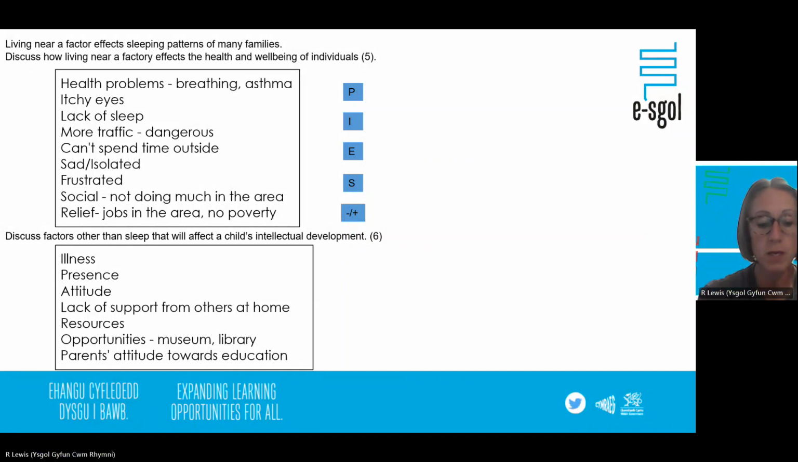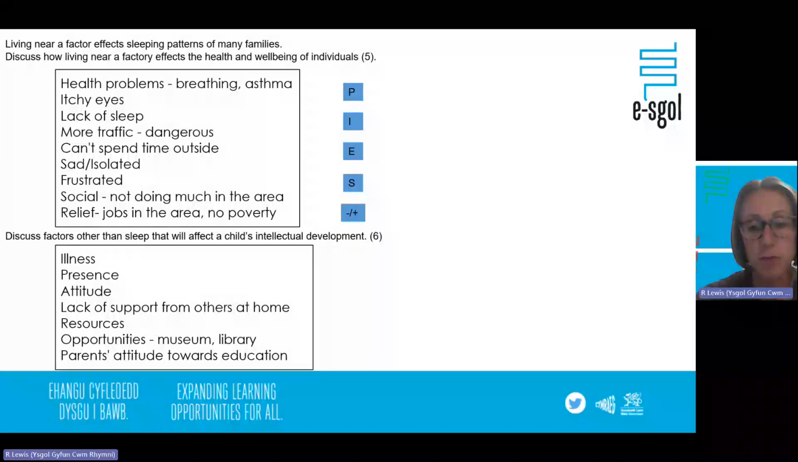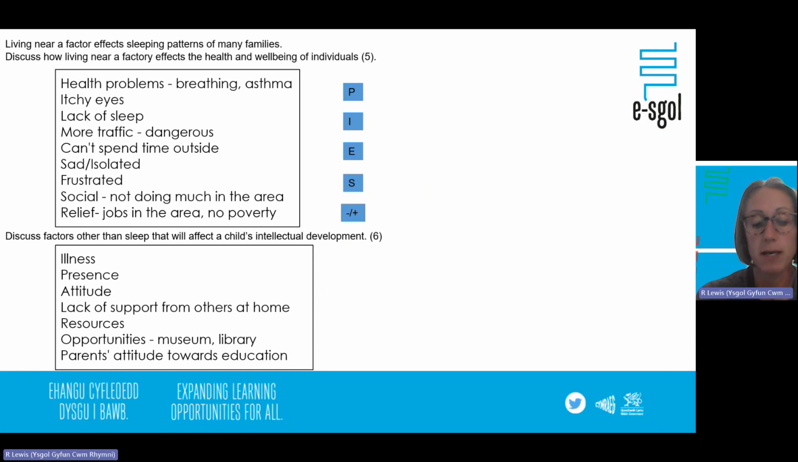Okay. So thanks for attending the second session this evening. The next section obviously is going to look at further factors that contribute towards our health and well-being, and also then the early intervention programs that are in place and how they can assist our health and well-being. Thank you.